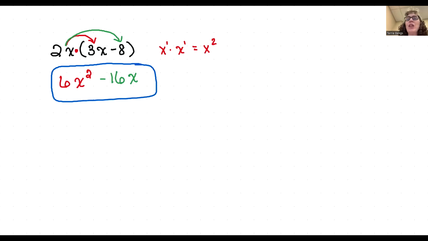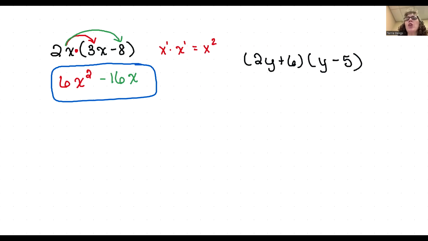All right, so let's look at another one here. Let's say we have 2y plus 6 times y minus 5. All right, so we are going to basically do the same thing here. I know it looks a little different, but you may have heard it in high school, it was called the FOIL method. That is what we're going to use here. It's basically a type of distributive property.